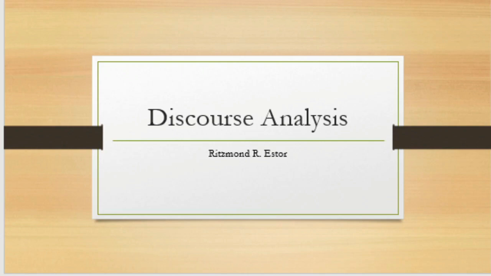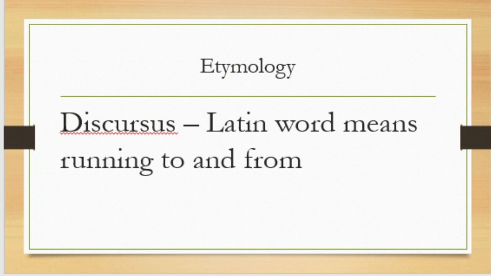This is just an overview about discourse analysis, as it will take a lot of time if I will be discussing it all. First is the etymology. Discourse came from the Latin word discursus, which means running back and forth or running to and from. So there are two actions that are present: to go and to go back.